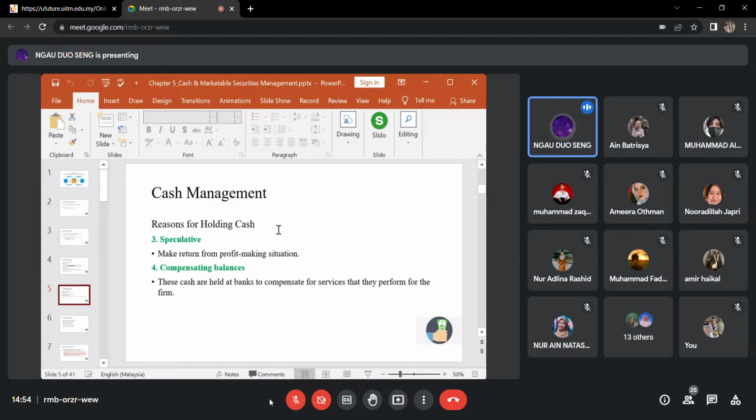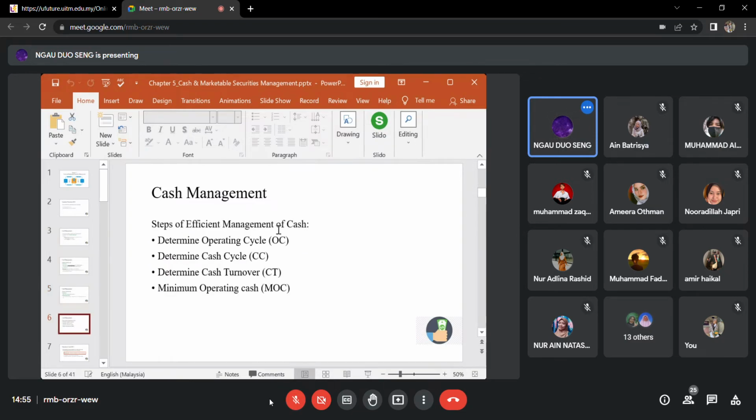Okay, this is the reason why company holding cash. Right, which is not necessary that when we say cash, we are talking about tunai. So the money in the bank account, bank account yang tak bagi interest, then we consider that one also cash. So money in bank account also consider cash. So sometimes bank they require a company to have minimum in the bank account. Right, so then we have a step of efficient management of cash.